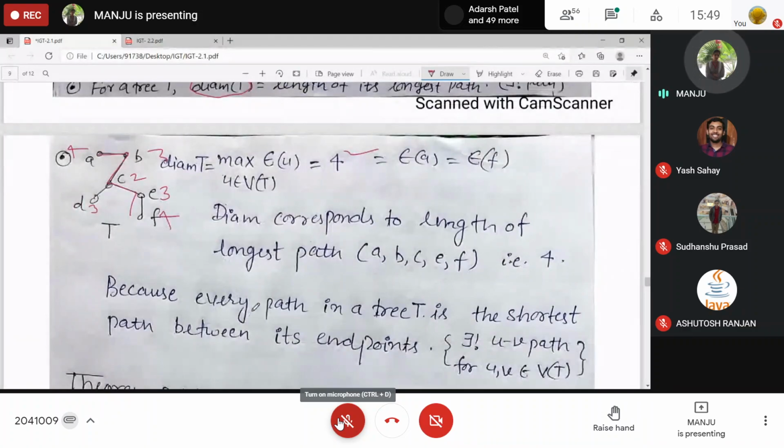Why is it so? Because every path in a tree is the shortest path between its endpoints. Any two points U and V you can just take. And I told you that there will exist a unique path. This is the notation for there exists a unique path between U and V. Clear? So you just find the longest possible path, and that will give you the diameter. Clear?